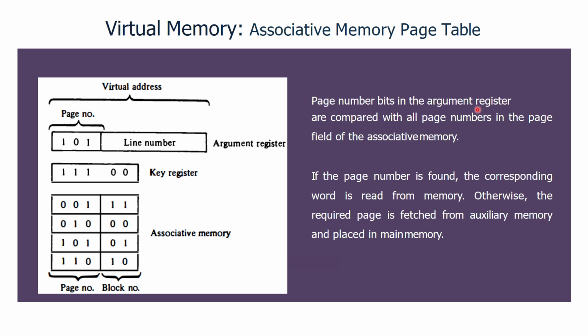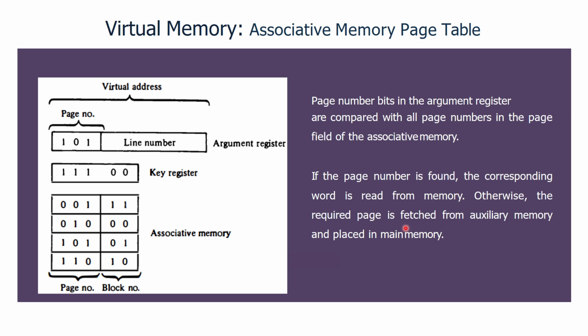So this is the argument register, having the page number and the line number. Page number bits in the argument register are compared with all the page numbers in the page field of the associative memory. Okay, so this is my associative memory. The whole value is compared with this one. If the page number is found, the corresponding word is read from memory, otherwise the required page is fetched from the auxiliary memory. So this memory means the main memory, auxiliary memory means the virtual memory, and if it is fetched from the auxiliary memory, it is sent to the main memory.